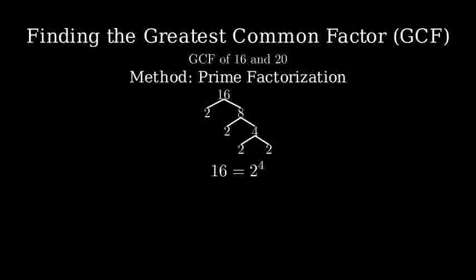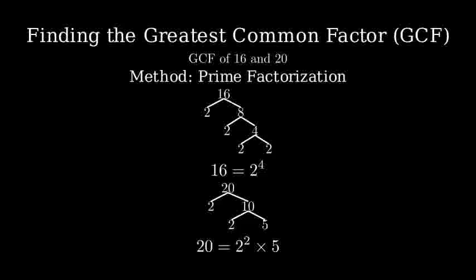Now let's factor 20. 20 divides by 2 to give us 10. 10 divides by 2 to give us 5. And 5 is a prime number, so we stop there. So 20 equals 2 squared times 5.